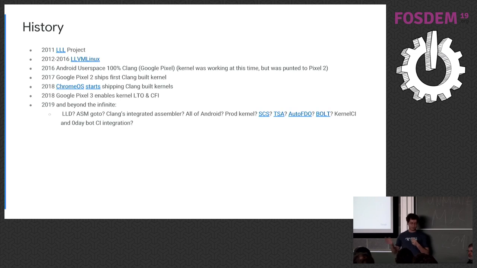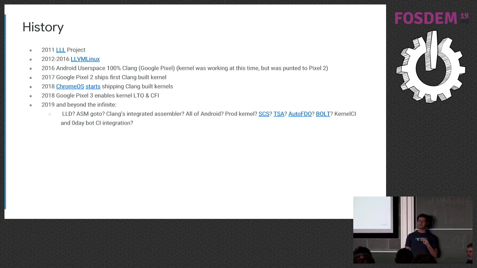So the earliest history I could find was there's some project called the LLL project that has a few commits in 2011. I don't really know too much about it, but that's some proof that someone was trying to build the Linux kernel with Clang. They have patches on top of a 2.6 kernel, which is ancient history to me.